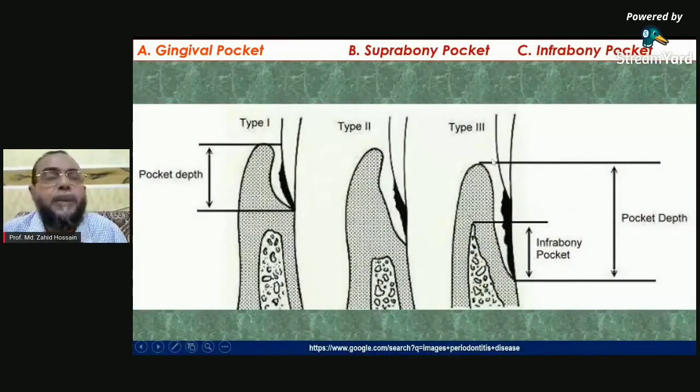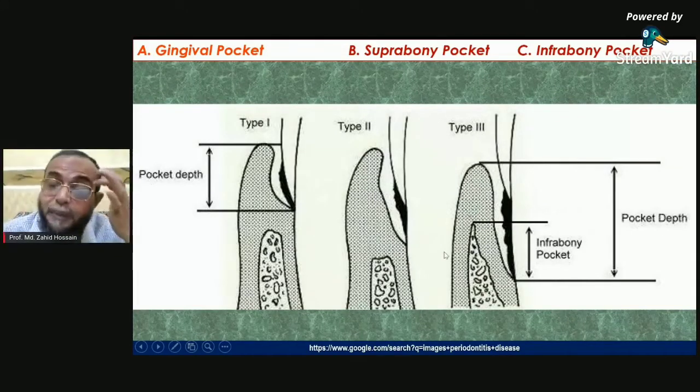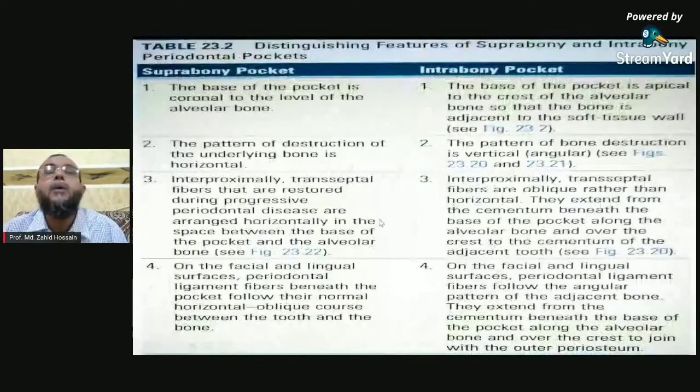Another thing: how can you measure? You see pocket depth from the gingival margin to the base of the pocket when you insert the probe. Type 1, this is a gingival pocket. Type 2, this is a periodontal pocket but suprabony. Type 3, this is a periodontal pocket, a true pocket, but intrabony or infrabony. You see? It is actually very difficult to manage the infrabony pocket. We'll discuss it in another class, maybe surgery. Now we'll just discuss the differentiation of the two types of pocket. Both are periodontal pockets or true pockets.